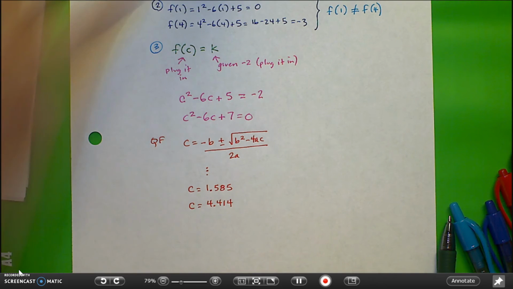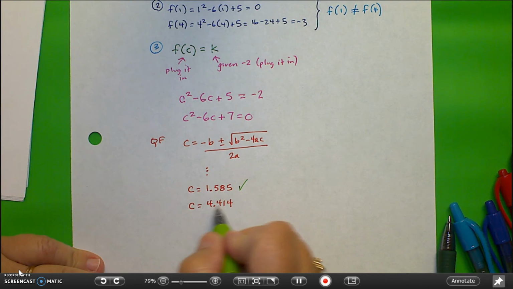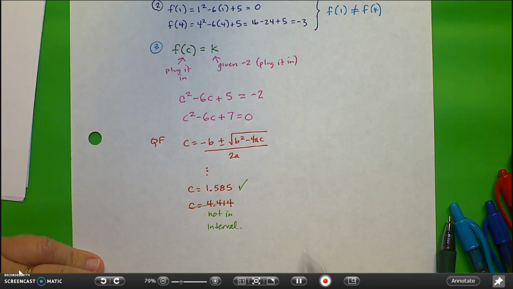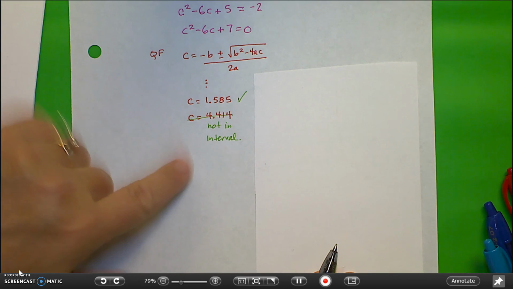So sometimes there are two possible answers, but before you move on and say these are the answers, we need to check the interval. Remember the interval was closed from 1 to 4. This value is in the interval. This is not in the interval. So we actually want to exclude that, because the value of c needs to fall in that closed interval from 1 to 4. That one does.